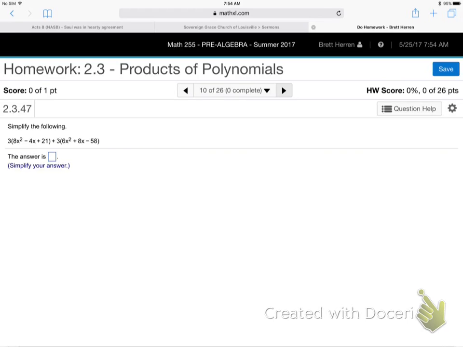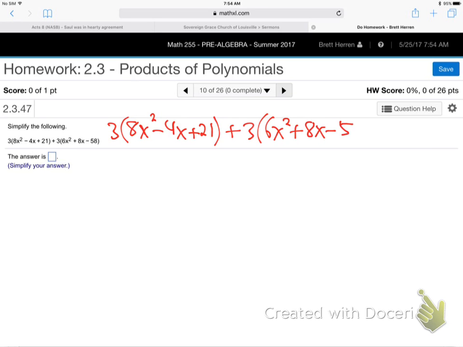All right. There it is. 3 times 8x squared minus 4x plus 21, plus 3 times 6x squared plus 8x minus 58. All right, so try that one. So the 3's in the front want to multiply, right? Let them multiply through. It's water in front of the floodgate. The walls are going to come down, the water's going in.